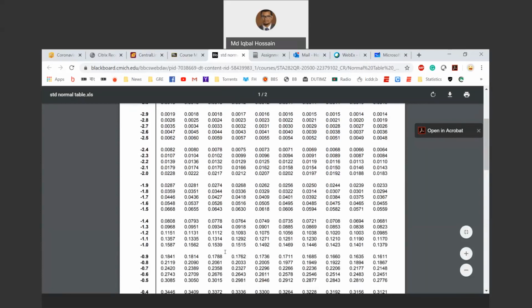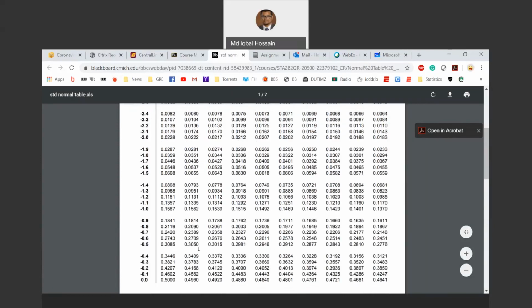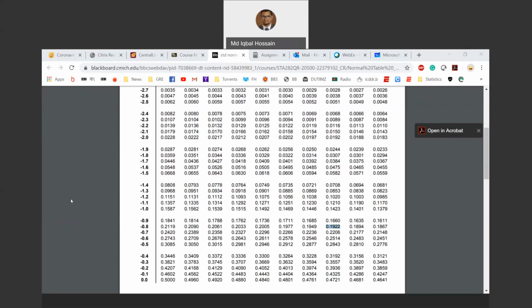So let's see. We have 151, 17, 192, 194. That one is the closest value we are looking for. I don't see any closer value than 19, which is 192. So we can take that value. Now what value are we going to take for this?